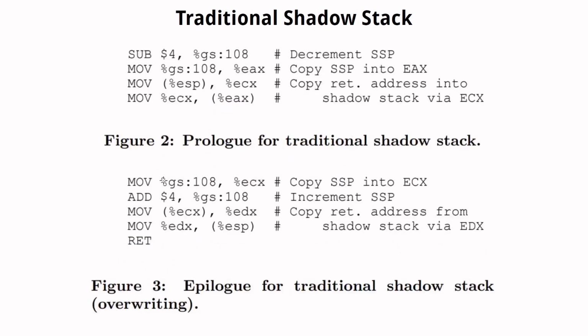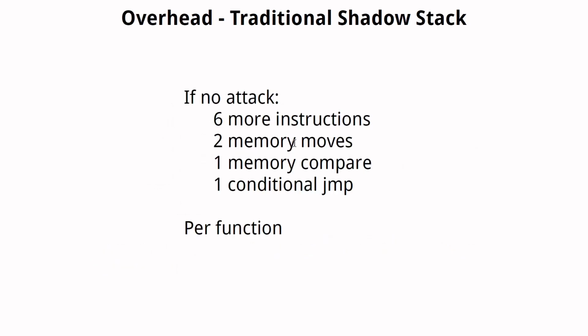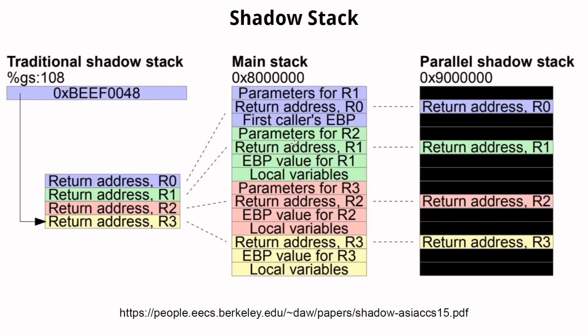even if there is no attack, every function will have 4 more instructions at the beginning, 4 more instructions at the end. If using this approach, it will actually be more instructions, 5 or 6 instructions, even if there's no attack, right? So attack doesn't happen very often, but the overhead is quite high in this case. That's why some people proposed parallel Shadow Stack, which is slightly faster.